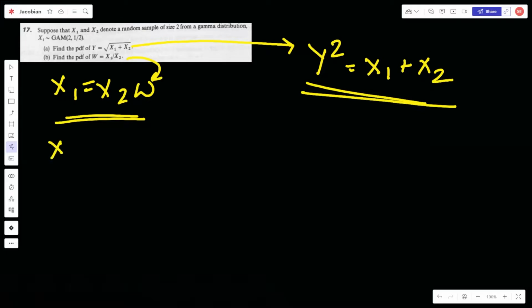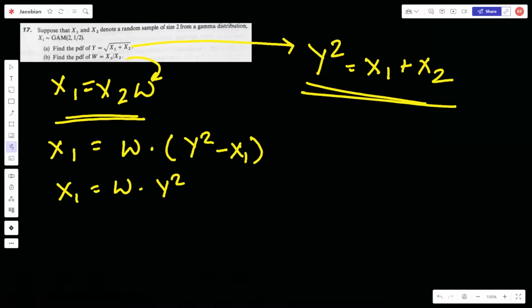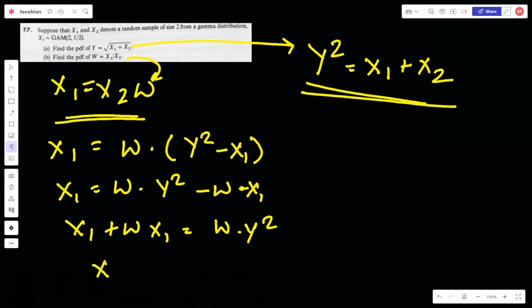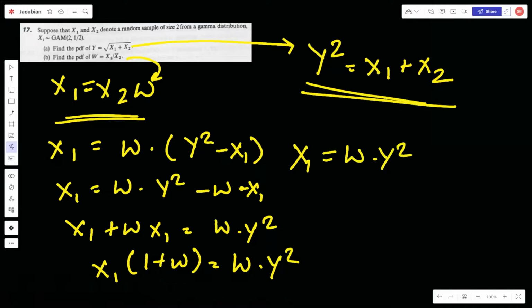So we can rewrite x1 as w times (y squared minus x1). So x1 is the same as w times y squared minus w times x1. So x1 plus w times x1 equals w times y squared. So x1 times (1 plus w) is equal to w times y squared. x1 is equal to w times y squared divided by 1 plus w.